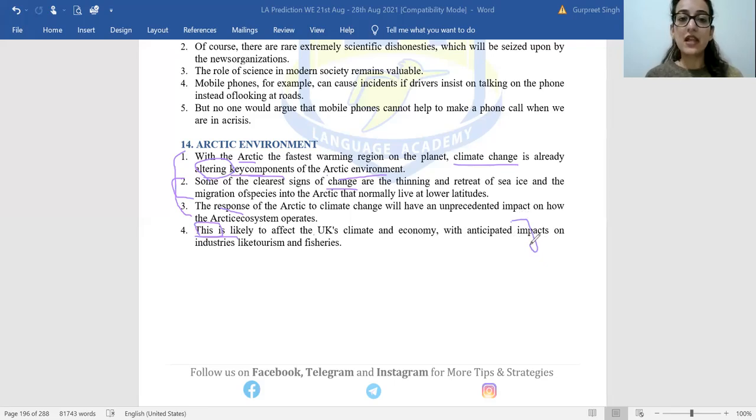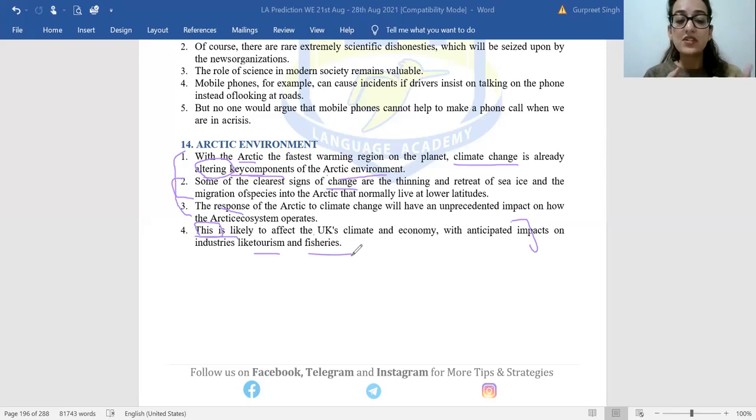So first we said climate change is making changes. These are the examples of changes. In response to these changes, this will happen. And then going on to the UK's climate and economy and saying that it will have an impact on tourism and fisheries, it's very, very narrow compared to discussing climate change as a whole.